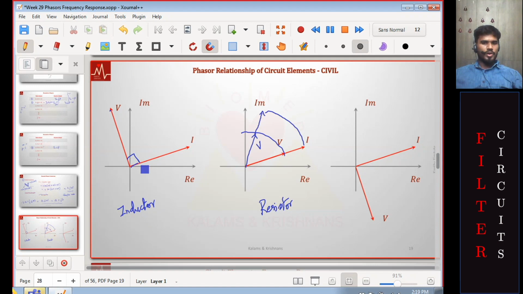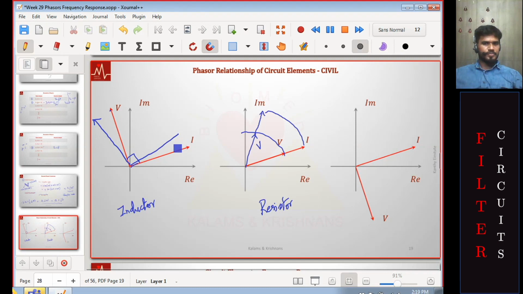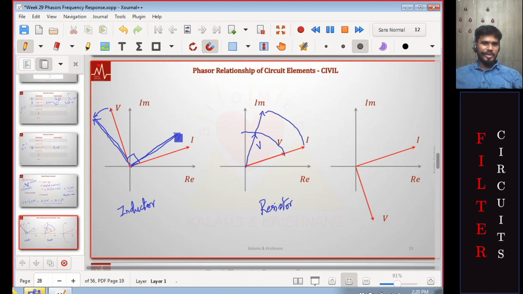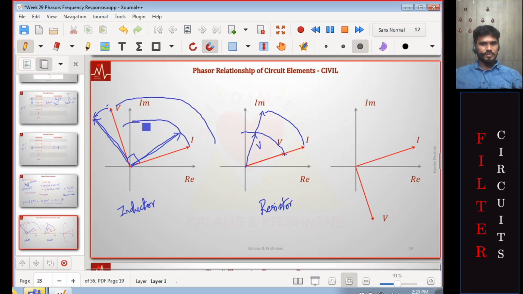The point of this representation is that at a slightly later time, the voltage vector would have moved here, and the current vector would have moved here. So we are completely forgetting things happening with respect to time. We are only concerned about, given the voltage vector, do I know the current vector? And do we know its magnitude? Notice the voltage and current will have different magnitudes. It's not the same magnitude. Voltage is like this, current is like this.